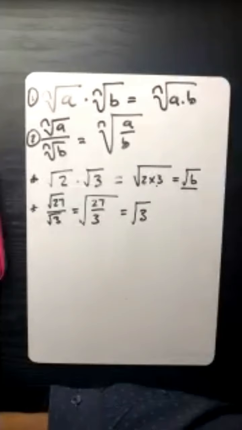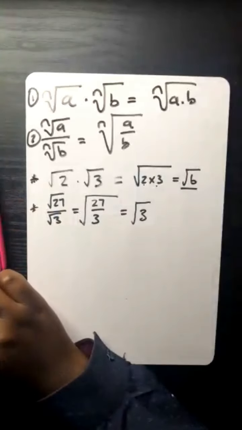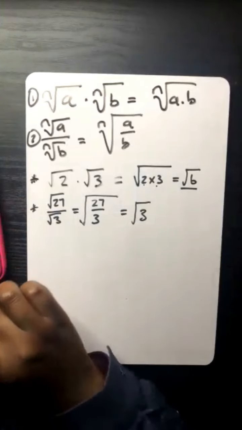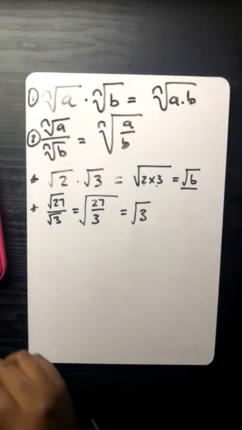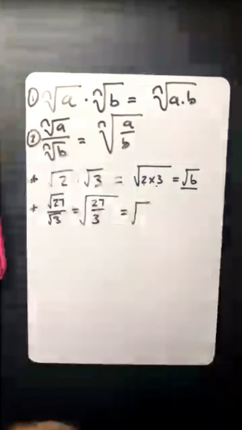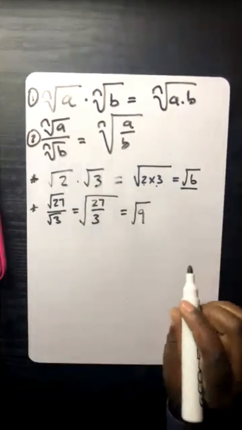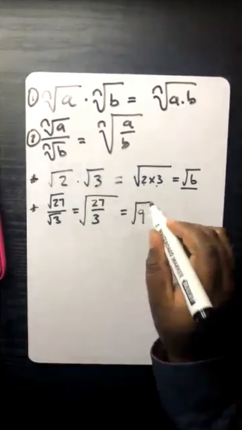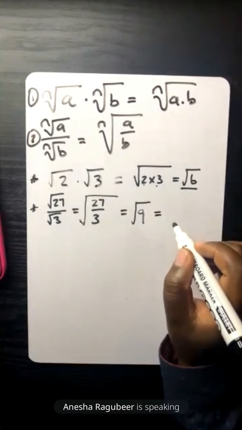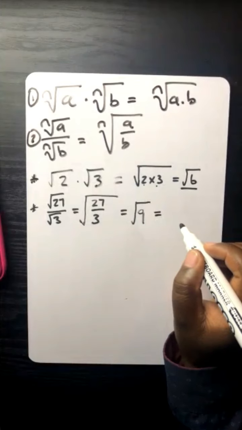The question is, wait, Shreyas, is 27 divided by 3 equal to 3? It's 9, sir. It's 9, Shreyas. 27 divided by 3, it's 9. Then that's when you can say square root of 9. Sir, I put the square root, and inside the square root I put 27 over 3, which gave me 3.